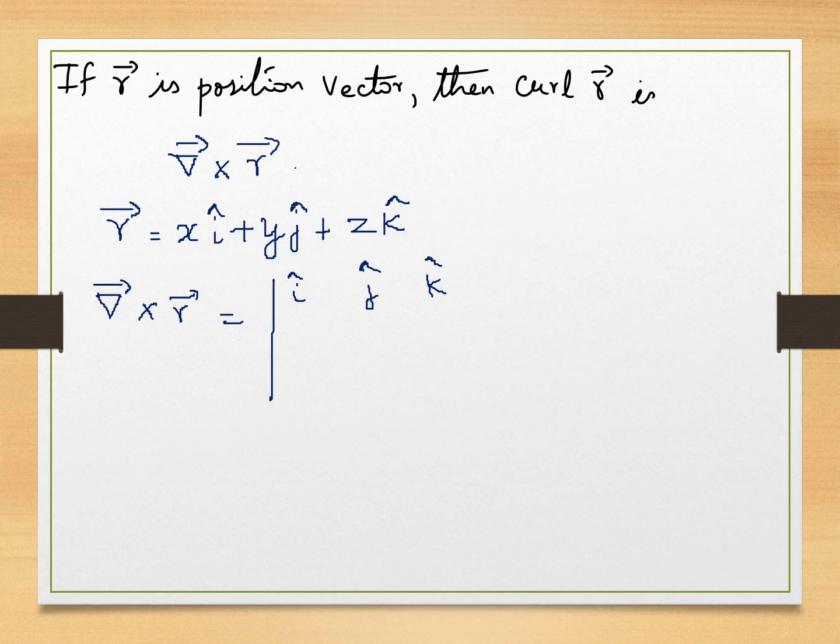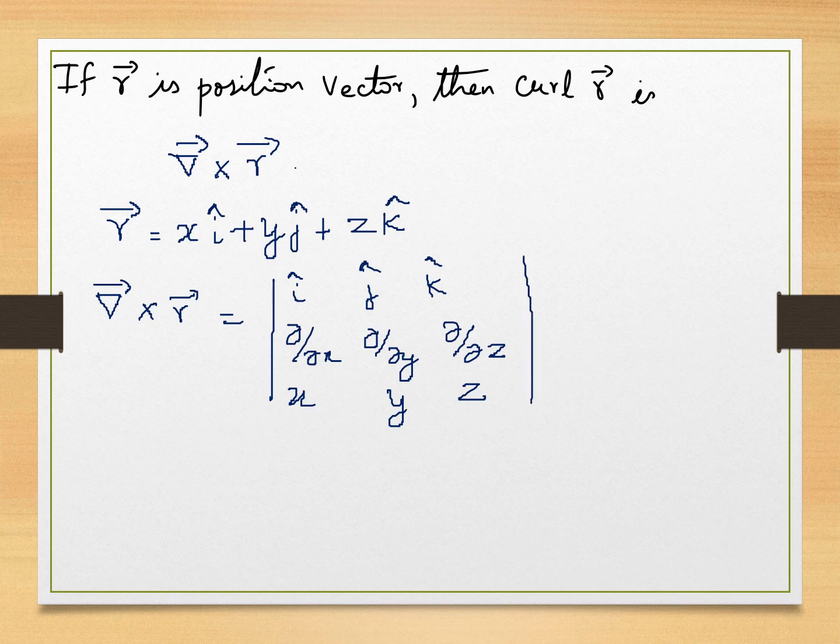So del cross R can be found as a determinant. In the first row we have to write i cap, j cap, k cap. In the second row we have to write the coefficients of i cap, j cap and k cap in del, that is dou by dou x, dou by dou y, dou by dou z. The third row has the same coefficients of i cap, j cap and k cap in R vector, that is x, y and z.